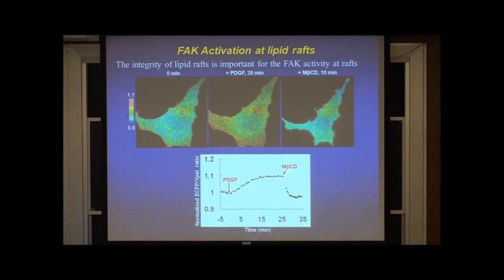As you can see, growth factor can stimulate activity inside rafts. If you use methyl beta cyclodextrin, which destroys lipid rafts, the effect will be gone, suggesting the macrodomain integrity is very important for the focal adhesion kinase activation.